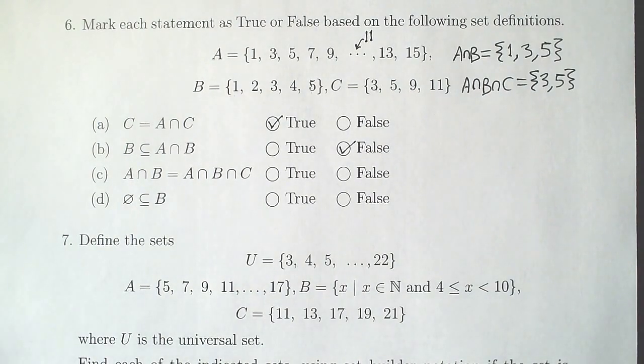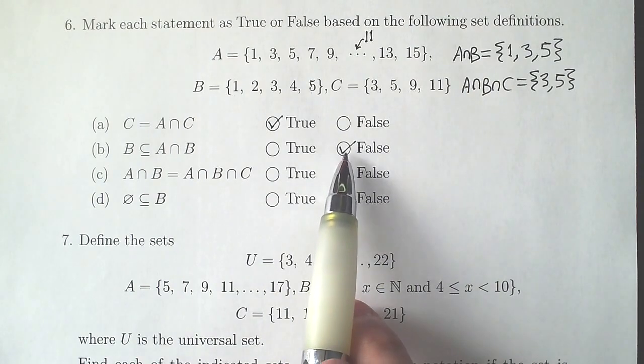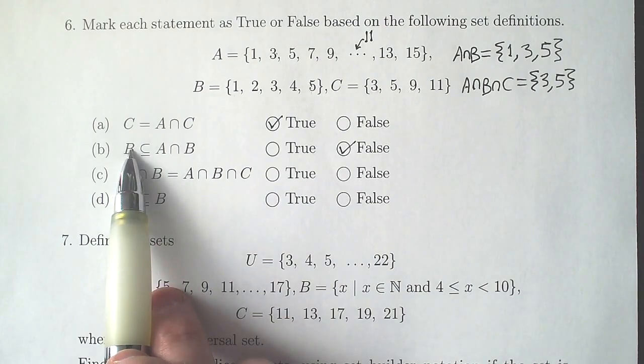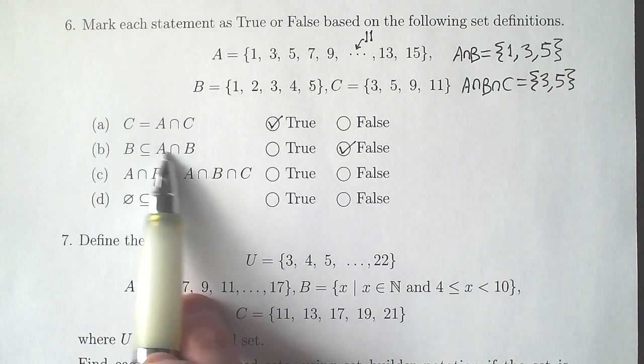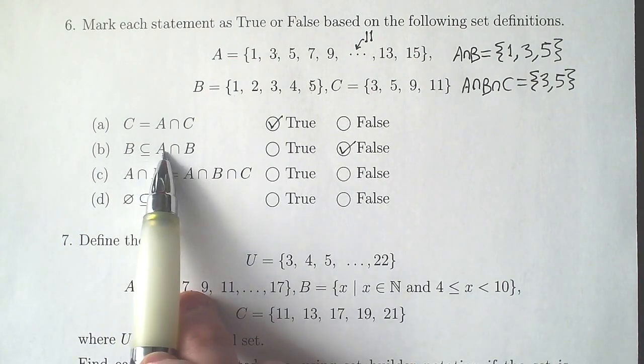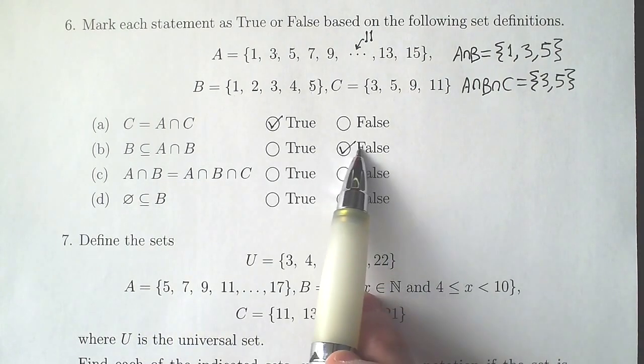So let me say that again. The reason why this is false is because some of the things in B are not in this set, 2 and 4. They're in B, and they're not in this set. That's what makes this false.